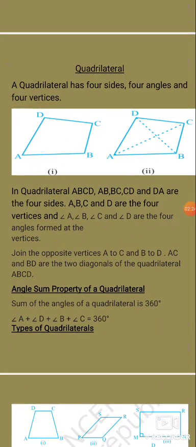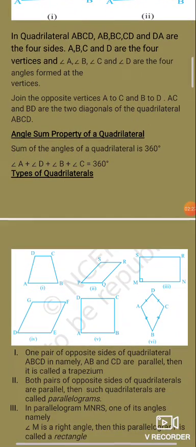Now types of quadrilaterals, that also you know very well. Listen carefully to all these figures. The first one: consider one pair of opposite sides of a quadrilateral ABCD, namely AB and CD, are parallel. Then that quadrilateral is called what? Trapezium. That we know. When one pair of opposite sides of a quadrilateral is parallel, it is called a trapezium.